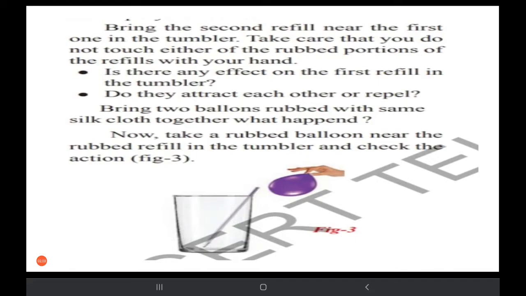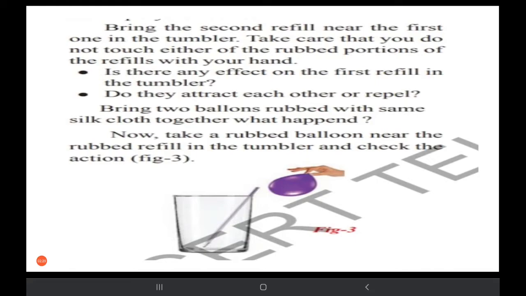So take care that you do not touch either of the rubbed portions of the refill with your hand. So don't touch the refill where you rubbed. So is there any effect on the first refill in the tumbler? Do they attract each other or repel? Yes. So we are bringing one refill to the other refill.